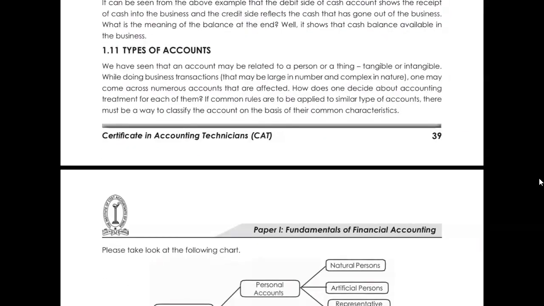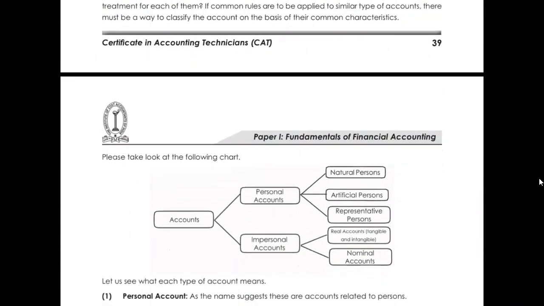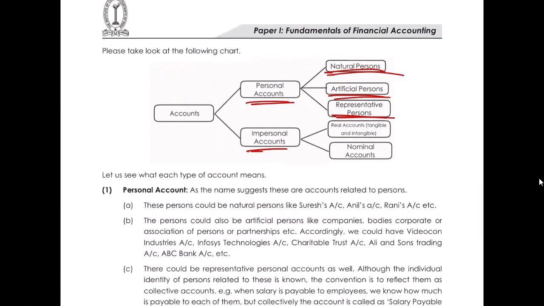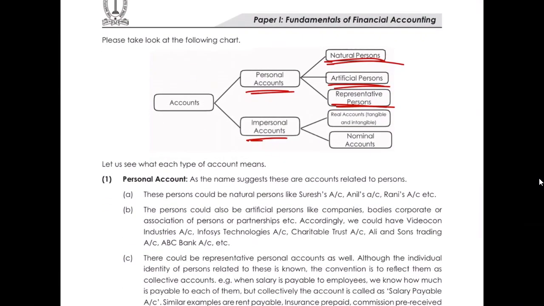Type of accounts, we have learned about the types of accounts. We have the personal accounts and the impersonal accounts. What are the personal accounts? Those are the natural persons, for example, Mr. X, Mr. Y, Ram, Sham, Ganjam, etc. We have the artificial persons as well, where we have the companies, and we have the representative person. We will go through all those things.